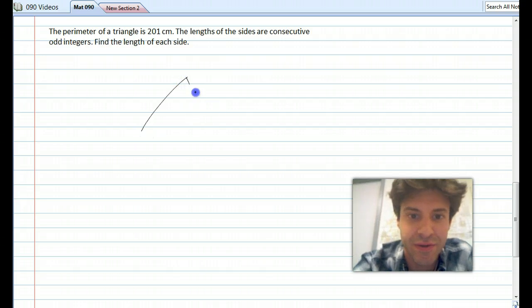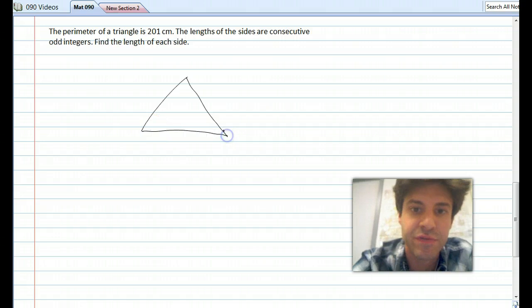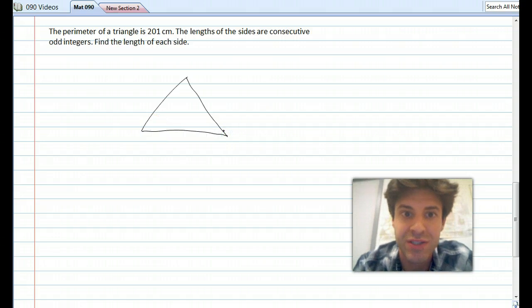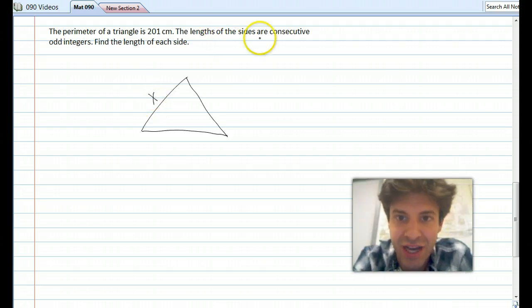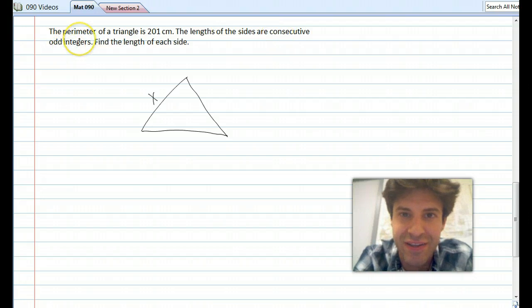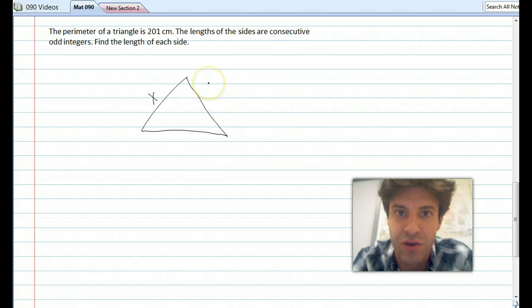So here's our triangle. It's a perfect, beautiful triangle. And I'm going to label one side because we're trying to find the length of every side. I'm going to label this side x. Now this says the lengths of the sides are consecutive odd integers. What does that mean for the length of the next side, the next longest side?